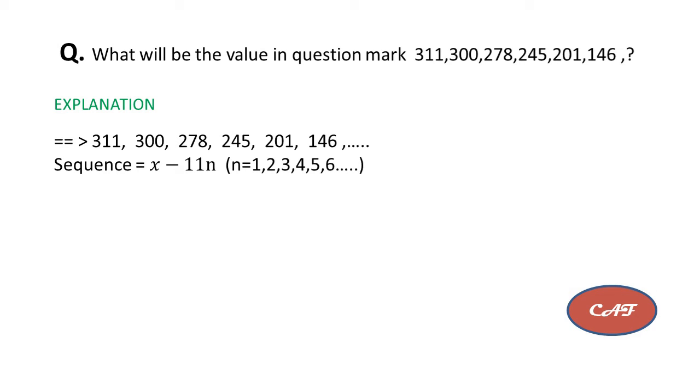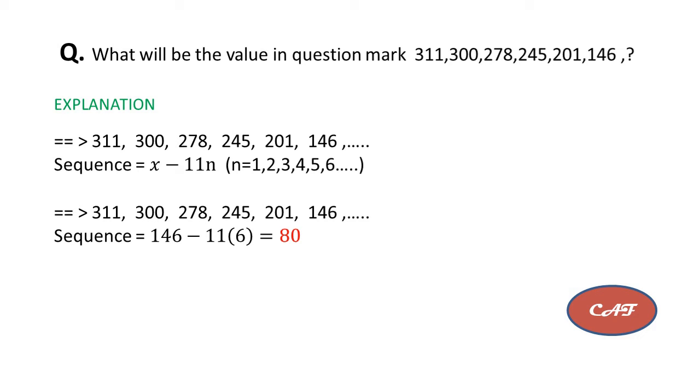They are asking for the sixth term, 1, 2, 3, 4, 5, 6. So the same formula, x minus 11 into 6. Here x is the previous number, 146. 146 minus 11 into 6 will come to 80. So 80 is the next term.